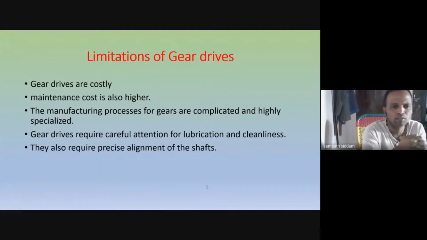Now, gear drives require careful attention. It is complicated because we require lubrication and cleanliness. This kind of maintenance is required, so continuous observation is required. Next, they also require precise alignment of the shafts because it is very compact. You have your shafts and gears, everything in a compact arrangement, so you should be very careful with alignment. So these are all the limitations when you go with gear drives.